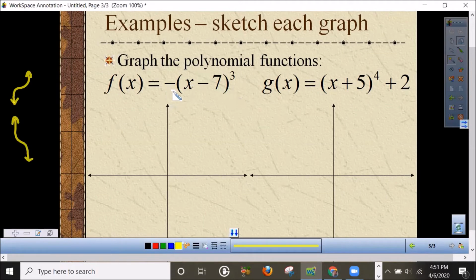So when we see this negative sign in front of the quantity x minus 7 cubed, we know that this graph is going to start high and end low. This is basically the x cubed graph reflected.